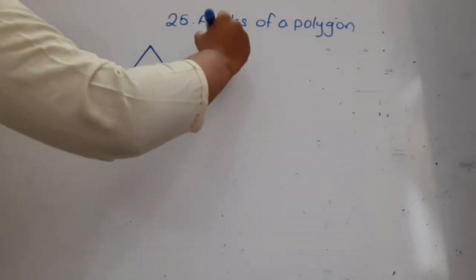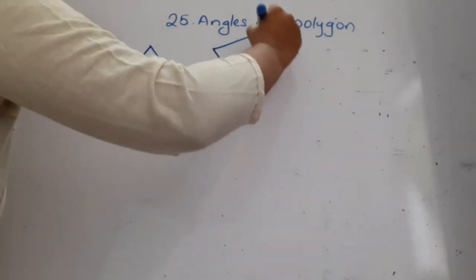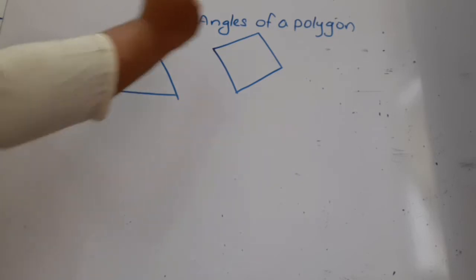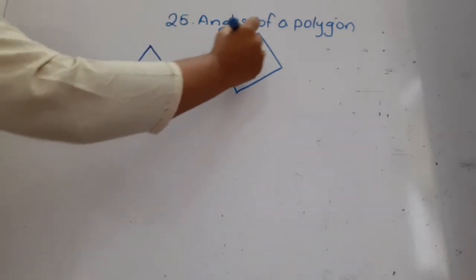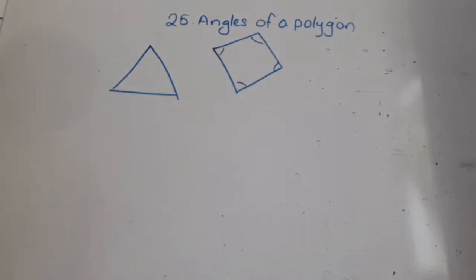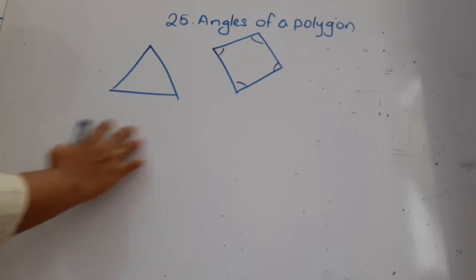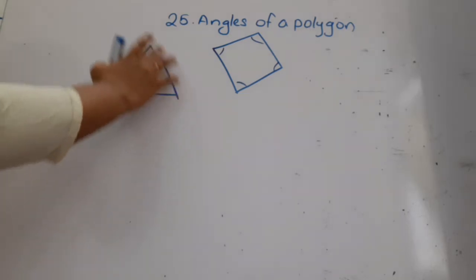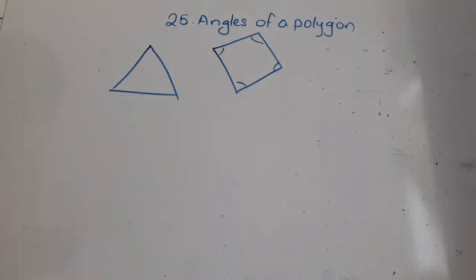Another polygon is a quadrilateral. A quadrilateral has 4 sides and 4 interior angles as well. You must have been learning about this since grade 6. So what is a polygon? A plane figure bounded by 3 or more straight line segments.